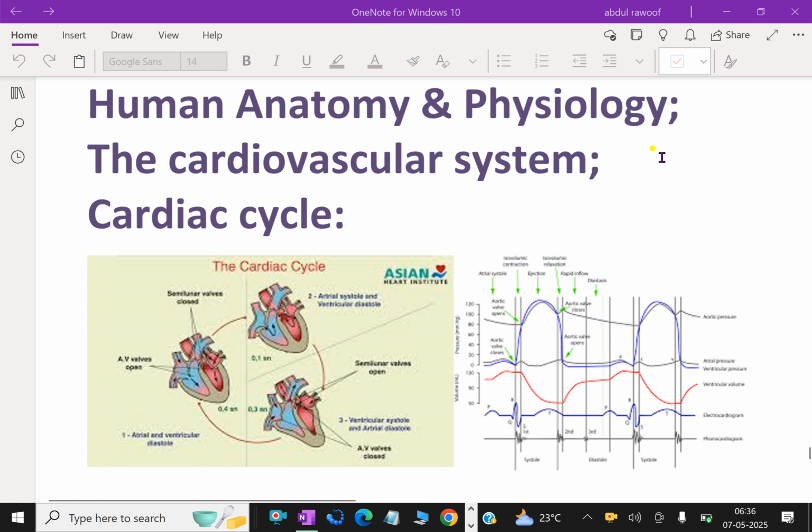Let us discuss the cardiac cycle. What is the cardiac cycle? At rest, the healthy adult heart is likely to beat at a rate of 60 to 80 beats per minute (bpm). During each heartbeat, or cardiac cycle, the heart contracts (systole) and then relaxes (diastole).